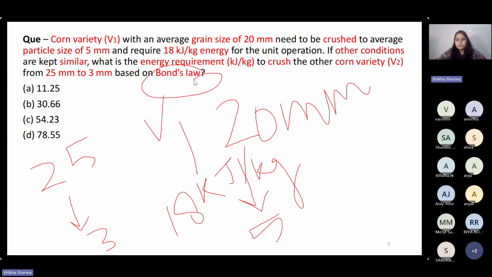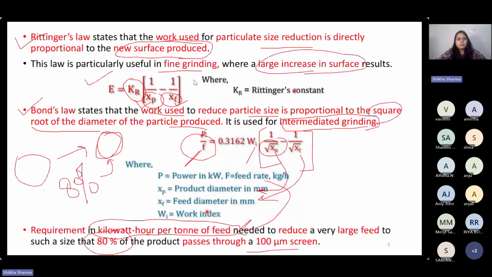So anyone who would like to solve this question? What is the Bond's law formula? Bond's law, the formula is here. It says that the work used to reduce the particle is proportional to the square root of the diameter. So this is the square root. So put in Bond's law and solve this question.